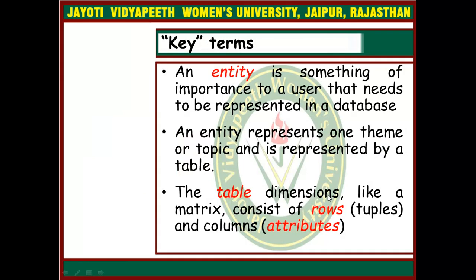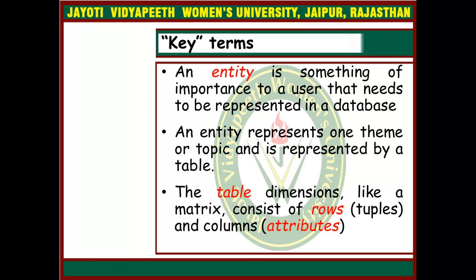Next, come to the key terms. There are some key terms which you should know, like entity. An entity is something of importance to a user that needs to be represented in a database. So an entity represents one theme or topic and is represented by a table, because in a table there are a number of attributes and an entity.